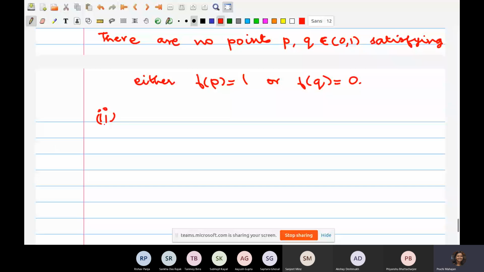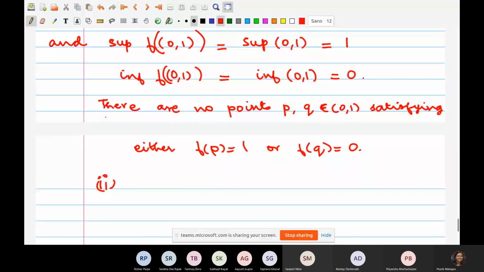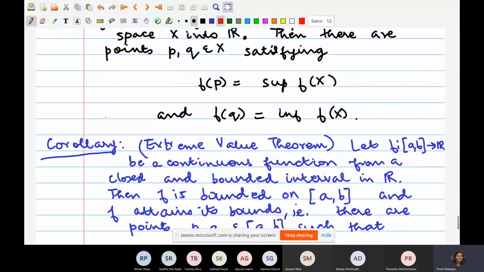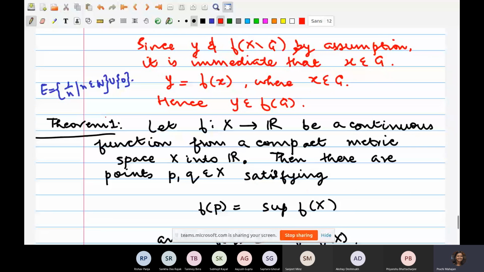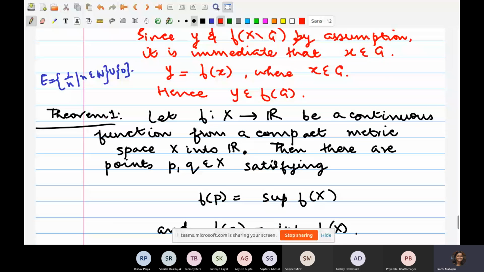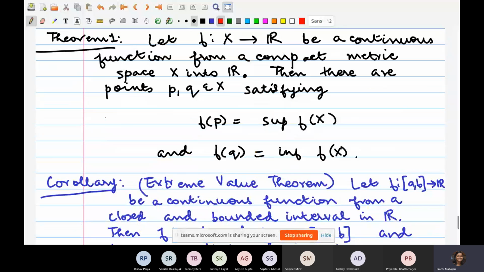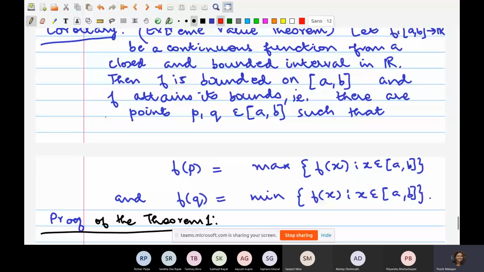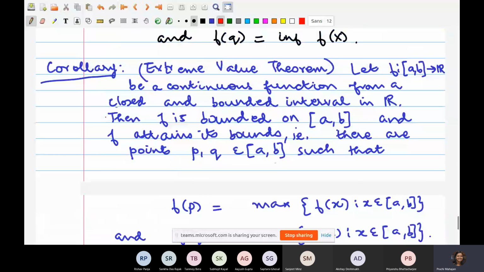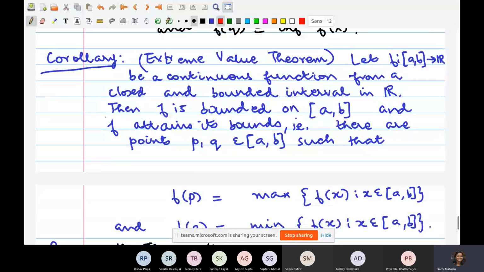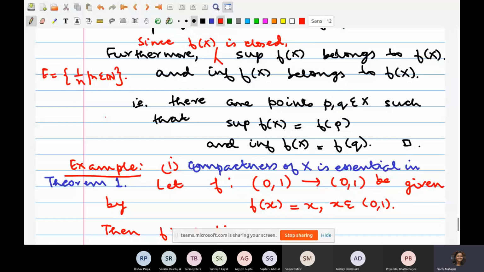Right. So what is it saying? The theorem says that the image, the range set, is bounded, and moreover the maximum and the minimum exist. So in this case, the supremum and infimum are the maximum and minimum. Saying that they are maximum and minimum means that they are realized at some point.